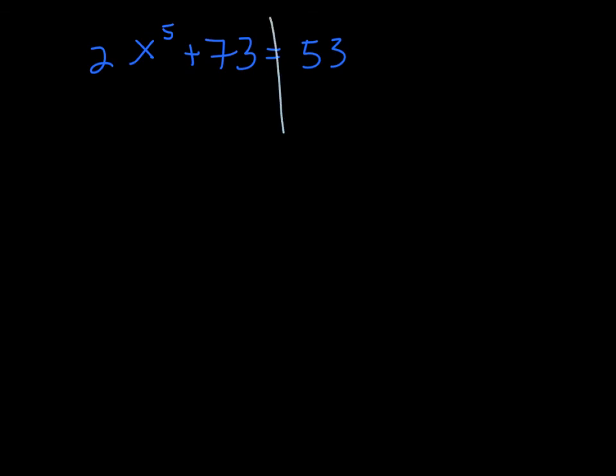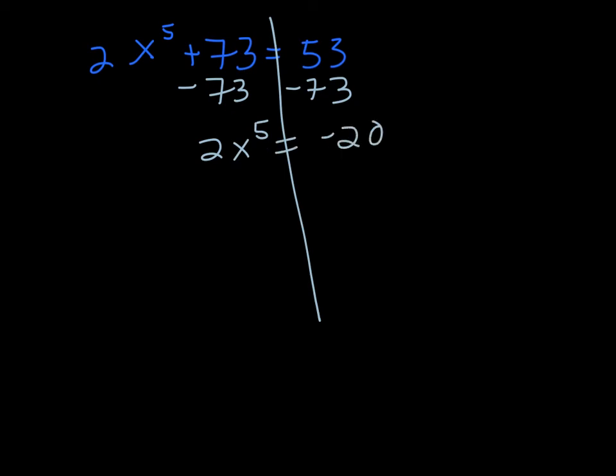So again, in this example, I want to get x alone. So I'm going to subtract 73 from both sides, pretty much solving how I would any equation, giving me 2x to the fifth equals negative 20. I'm going to divide both sides by 2, and I get x to the fifth equals negative 10.